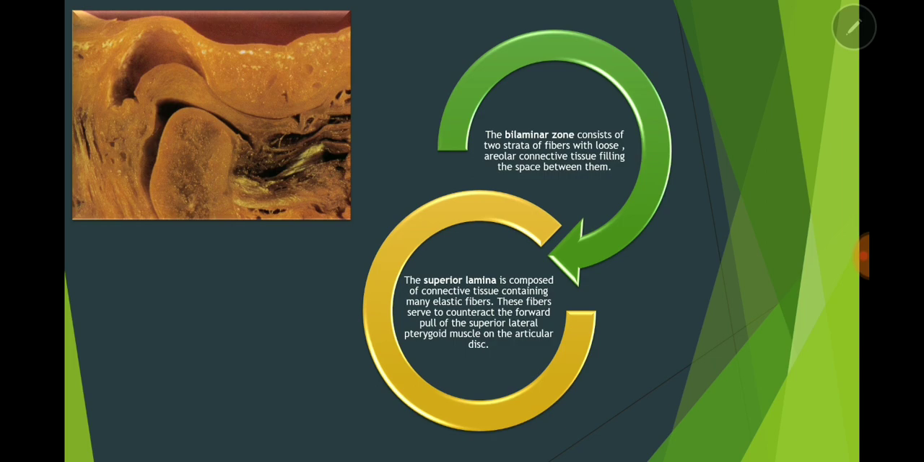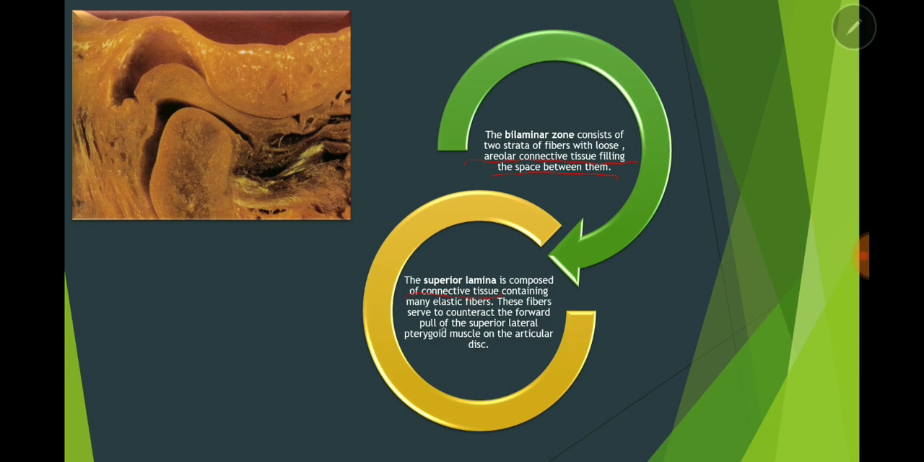So you have the bilaminar zone. The bilaminar zone consists of two layers, two strata. Strata means layers. The bilaminar zone consists of two strata of fibers with loose areolar connective tissue filling the space between them. The superior lamina is composed of connective tissue containing many elastic fibers.